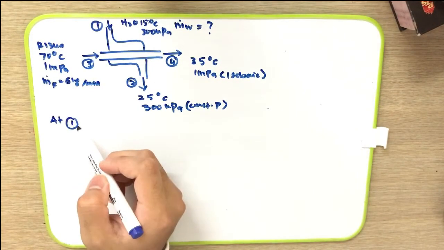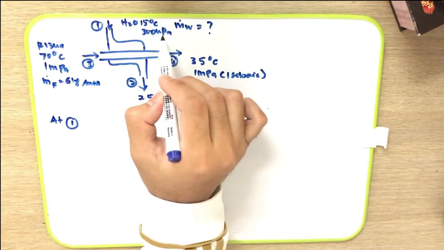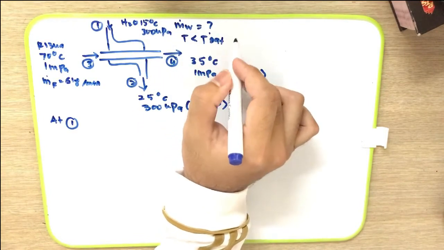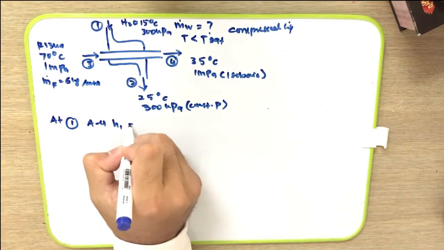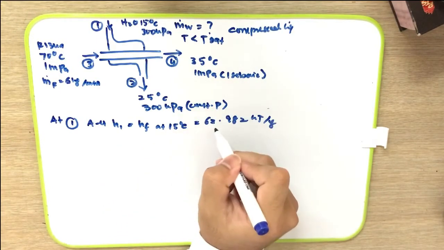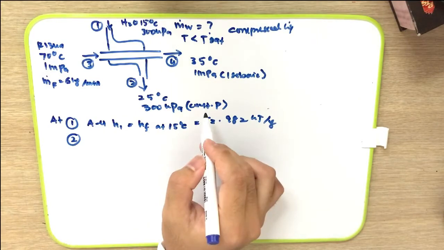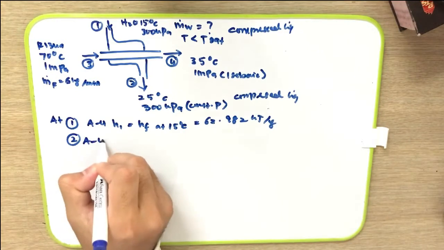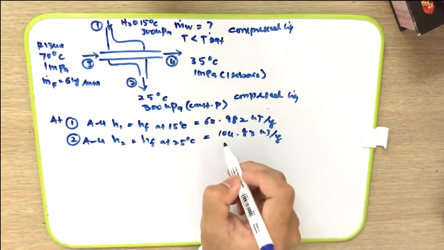At stream 1, we need to know first what is the phase at this stream. So after we have checked by using the temperature and also pressure, we have found that the T given here is lower than the T saturated. So it means that it is compressed liquid. So from table A4, we can find the H1 is equal to HF at 15 degrees C, and it is equal to 62.982 kJ per kg. Next, at stream 2, we have found that it is compressed liquid as well.